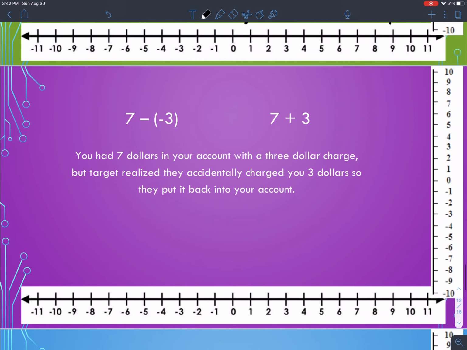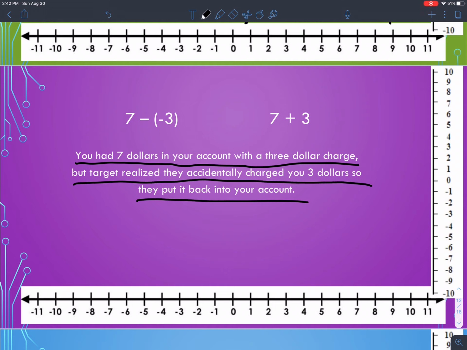Okay, and this is one more example where we have some context. So let's utilize that. You had $7 in your account with a $3 charge. So you had $7, and there was a $3 charge in there. The $3 charge was already taken out, so you were left with $7. But Target realized they accidentally charged you the $3, and then they put it back into your account.